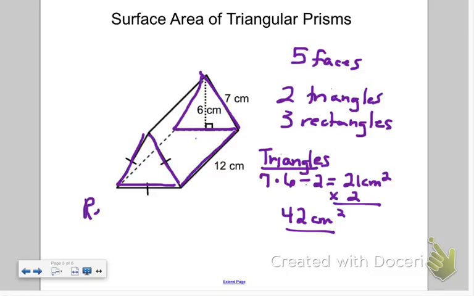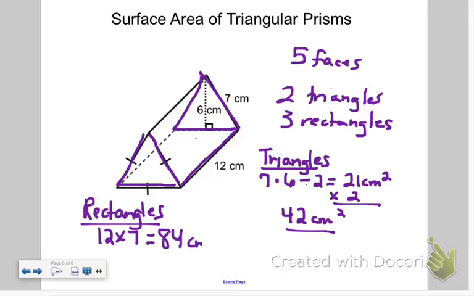So let's look at our rectangles here. Our length times our width would be 12 times 7. And that's going to give us 84 square centimeters. But remember, we have 3 rectangles. That's just one rectangle. So now I have to take my 84 and times it by 3. And that means I'm now going to have 252 square centimeters.